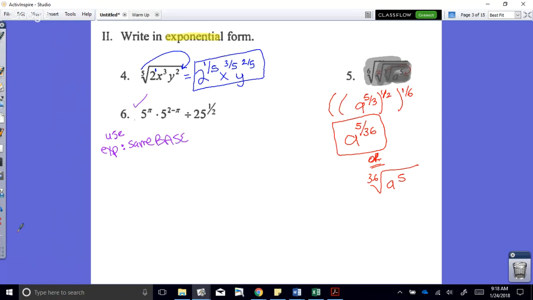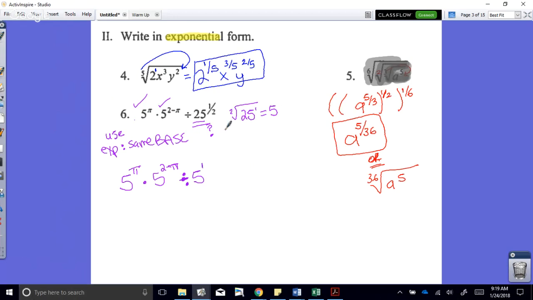Well, if you look, 5 is here, and we have 25 here. So this is the problem. My question is, can we make 25 to the 1/2 a 5? You can do this 2 ways. The first thing you can do is say, okay, well, to the 1/2, isn't that just the square root of 25 to the first? And the square root of 25 is 5. So here's my real problem. We have 5 to the pi times 5 to the 2 minus pi, divided by 5. And you could write 5 to the first if that makes you feel better.